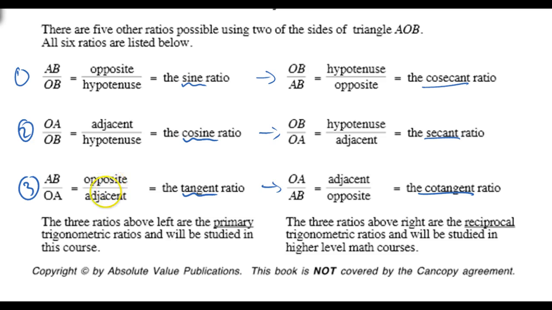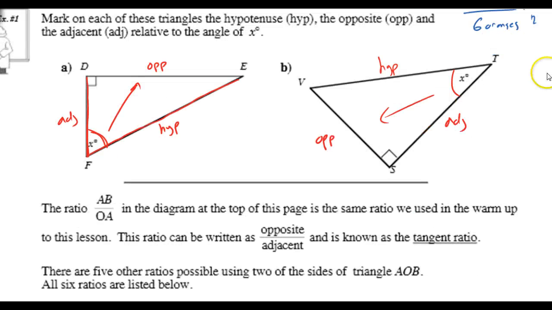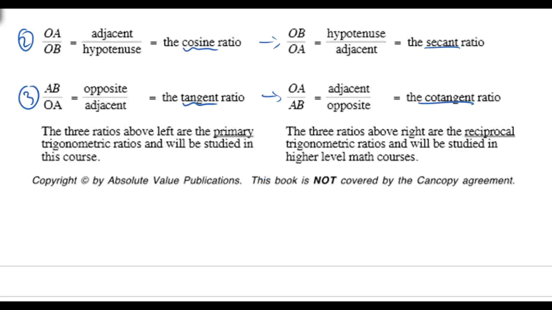Okay, the last one down here, the third one, is the tangent ratio, and that is the opposite side divided by the adjacent. So we say opposite over adjacent. And that one can be more than 1 because the opposite side can be longer than the adjacent, as seen in this example over here. The opposite side is longer than the adjacent. All right, so let's look at some actual examples now.